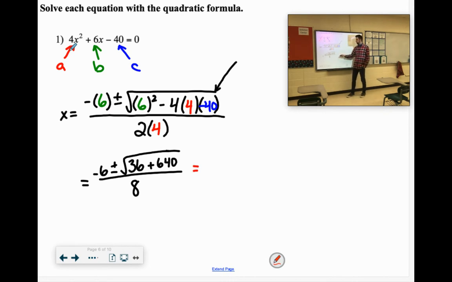We go to our next step. We're still in that square root. Negative 6 plus or minus 36 plus 640 is 676. All of that is over 8. Now, 676, if you square root that in your calculator, it'll tell you that's 26. But the reason we have the plus and minus is because it can also be negative 26. So we're going to set up two equations here.